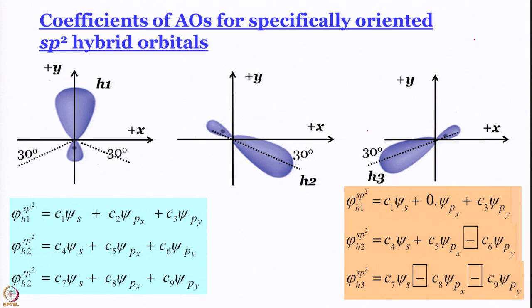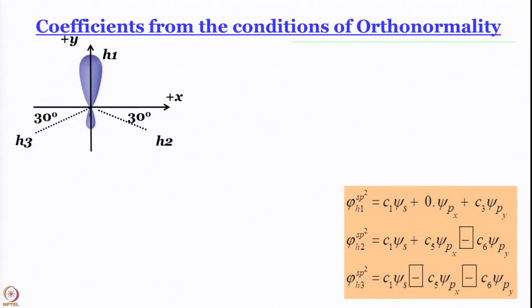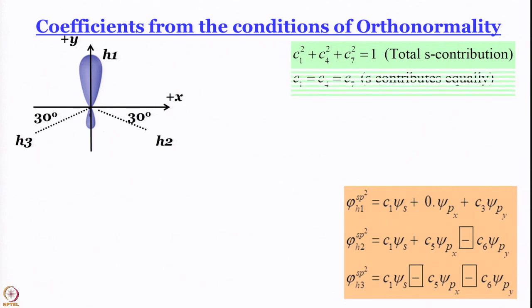Okay. Now, how do we go about it? How do we work this out? Now we remember the angle. The angle is 120 degrees. So, this angle between x and h2 is 30 degrees. This angle between minus x and h3 is also 30 degrees. This we have done already. This is total s contribution is 1.